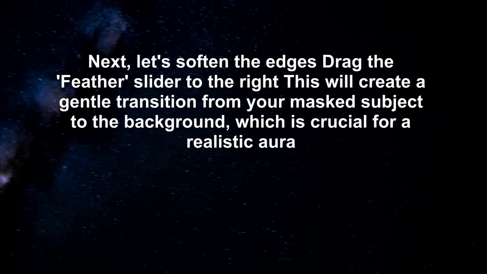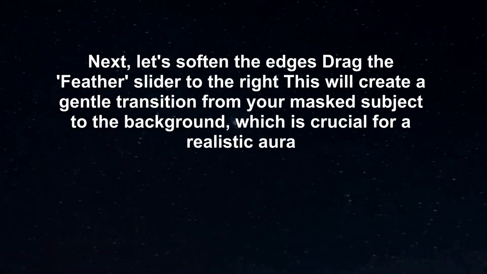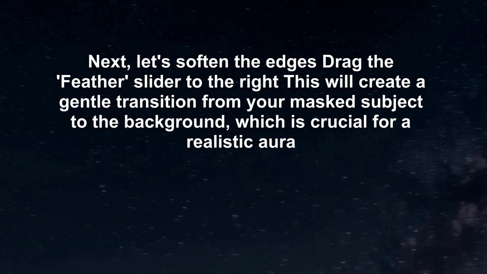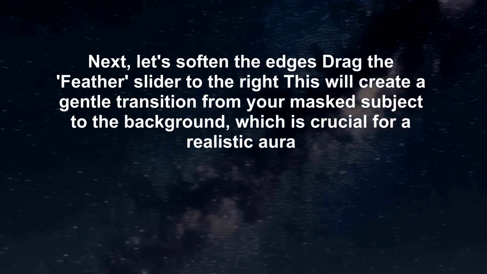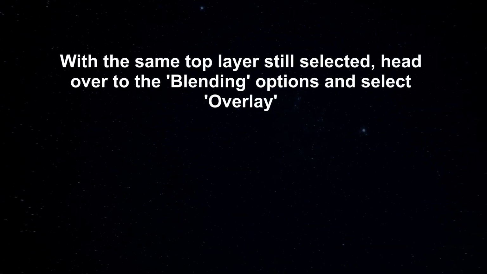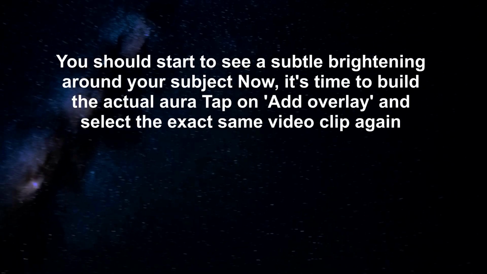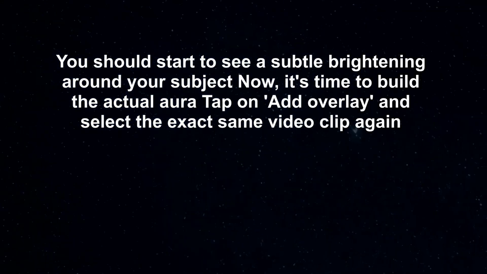Next, let's soften the edges. Drag the feather slider to the right. This will create a gentle transition from your masked subject to the background, which is crucial for a realistic aura. With the same top layer still selected, head over to the blending options and select Overlay. You should start to see a subtle brightening around your subject now.